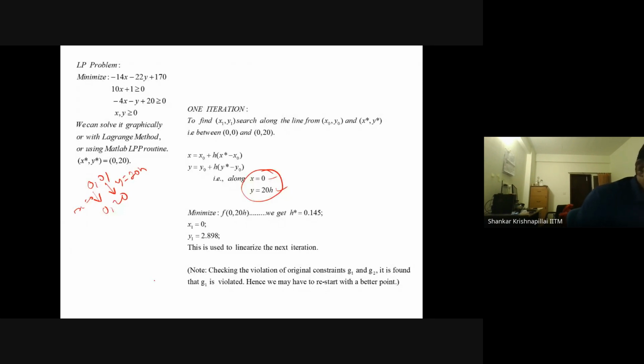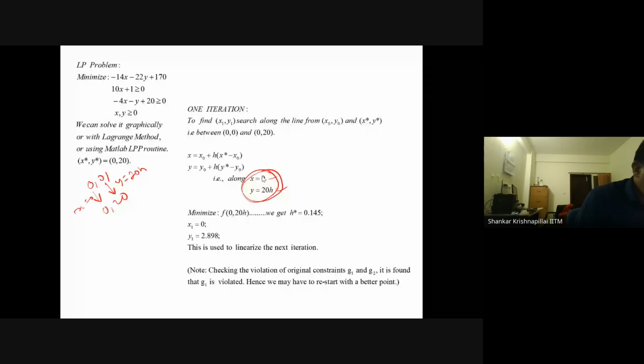Now you have to substitute these values in the original objective function. So what is the original objective function? This is the original objective function. Wherever you see x, you put x equal to 0, and wherever you see y, you put 20h. If you do the minimization, you get x1 equal to 0 and y1 equal to 2.898.